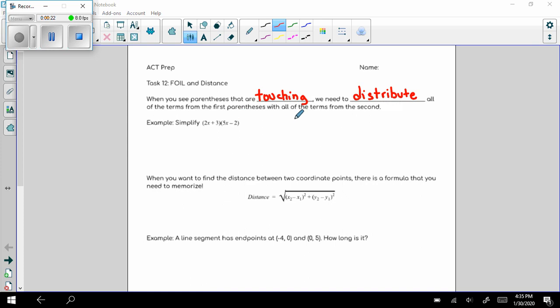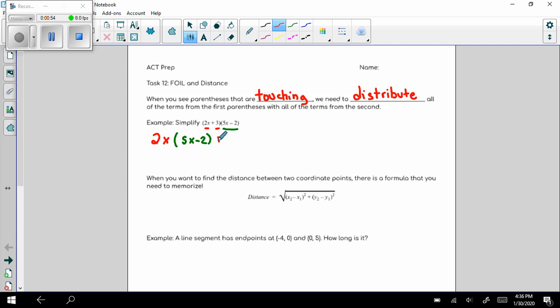So in math, there are multiple ways to solve problems. I'm going to show you two ways to solve when you see two parenthesis sets that are touching. The first way is we're going to write out the first term of the first parenthesis set, and I'm going to write down everything in the second parenthesis set. Then I'm going to go back to the first parenthesis set and write down that second term.